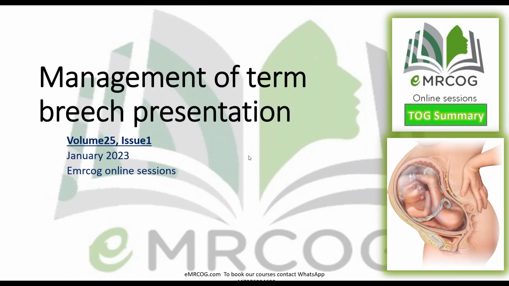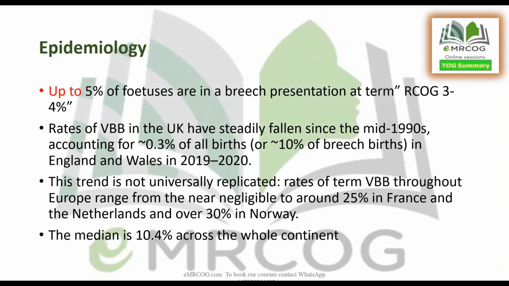is easy to use, so we will not spend that much time on it, but we will spend time on the explanation of the physiological breech birth. Okay, so the epidemiology is the same: up to 5% of fetuses are in the breech position at birth. In the RCOG guideline, it was around 4%, not much different.